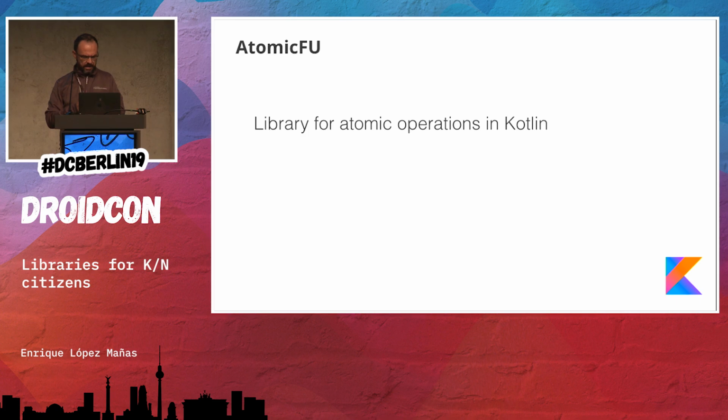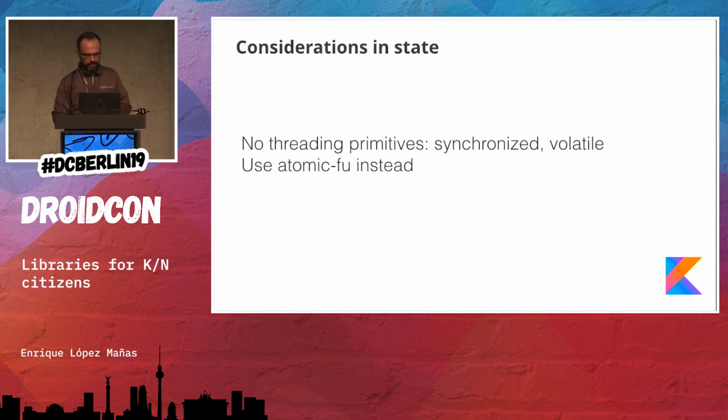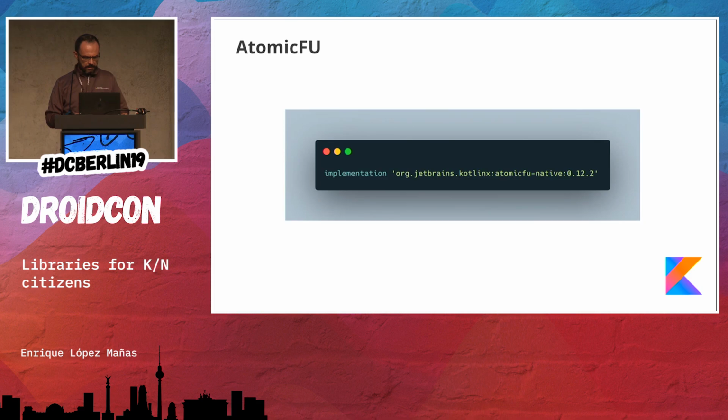AtomicFU is the library for atomic operations in Kotlin. Another thing about Kotlin Native, there are no threading primitives, such as synchronized or volatile. Those are the keywords you're very used to in Java. JetBrains actually recommends using AtomicFU instead. It might be a change of paradigm for all of you Java developers. And again, we need to include the line here. This library particularly is very experimental. The current version is not 1.0.